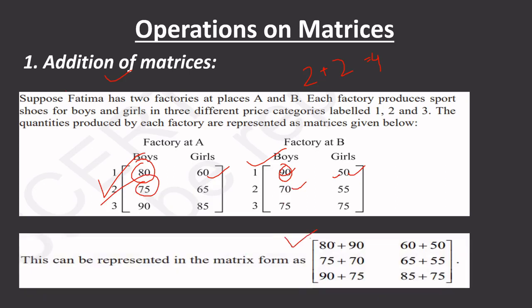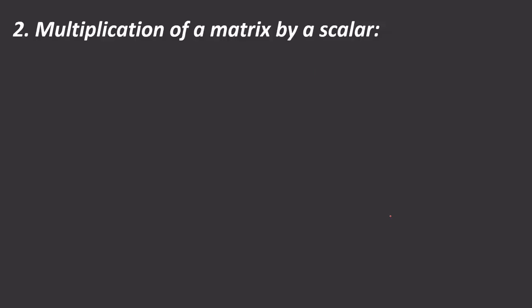So this is the representation of 80 plus 90 in this form. Now one important thing to consider is that this is a 3 cross 2 matrix, and this is also 3 cross 2. If we add matrices, they must have equal order. We only add a 3 cross 2 matrix with a 3 cross 2 matrix.